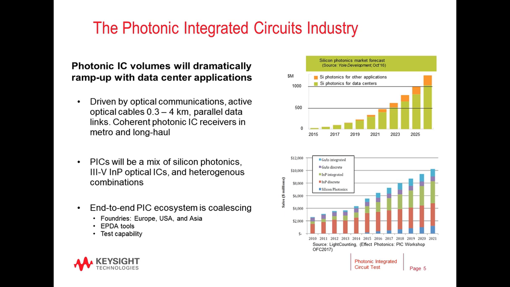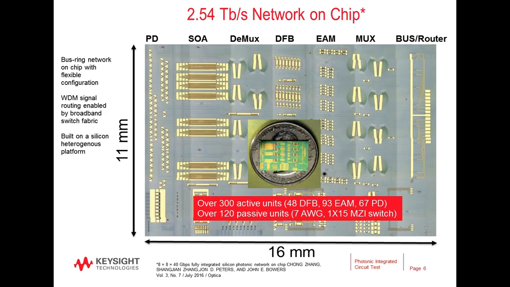The general PIC industry will be a heterogeneous one, ranging from pure indium phosphide photonic ICs to heterogeneous mixes of material systems to pure silicon photonics. The overall market will also be a mix of discrete and integrated devices. As PIC applications take hold, so does the end-to-end photonic ecosystem. There's now a viable set of foundries in Europe, US, and Asia, and the growing capabilities offered by photonic design tool people and test suppliers completes the ecosystem.